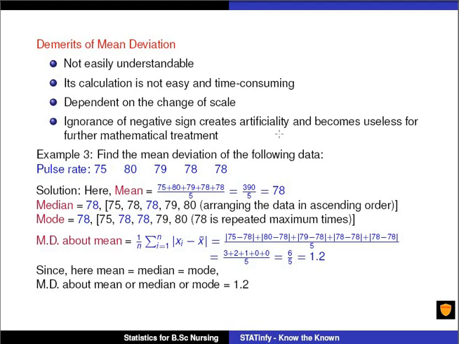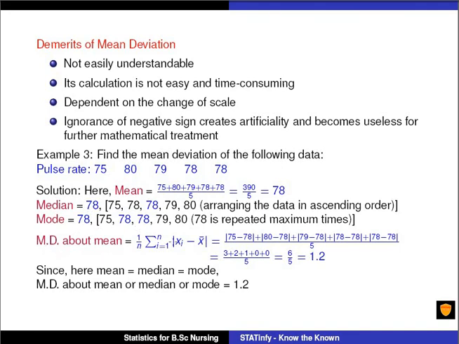Okay, so for this, what you have to do first, you have to find the mean or median or mode, whichever it is asked for. For example, here we calculate all the 3: mean, median, and mode, so that you can understand how we can calculate the mean deviation about mean or mode or median. Okay, and it is coming out 78, median is also 78, mode is also 78.